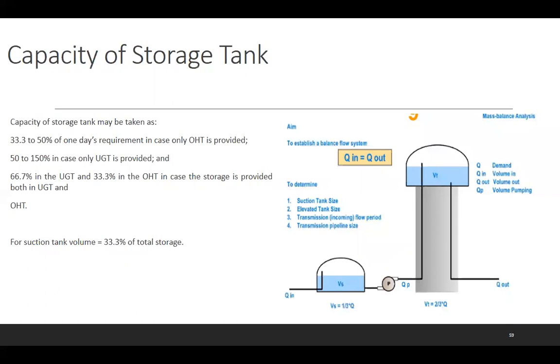Now, capacity of the storage tank. The capacity of the storage tank may be taken as 33.3 to 50% of one day's requirement in case an overhead tank is provided. 50% in case only an underground tank is provided, and 66.7% in the UGT and 33.3% in the OH overhead tank in case the storage is provided both in underground and overhead tank.